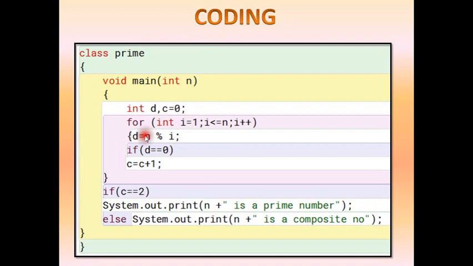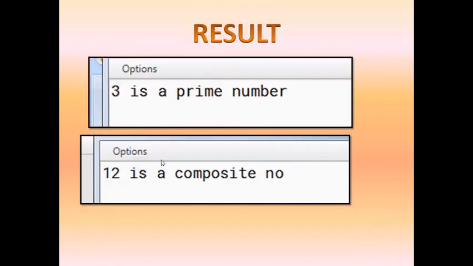Since we know that more than 2 factors of a number means it is not a prime number, if c is equal to 2, it will be a prime number, and if it's more than 2, it will be a composite number. Very easy programming. We'll check the output. See, I've entered 3, it shows it is a prime number, whereas when I enter 12, it shows it is a composite number.